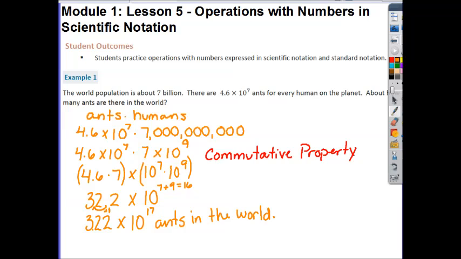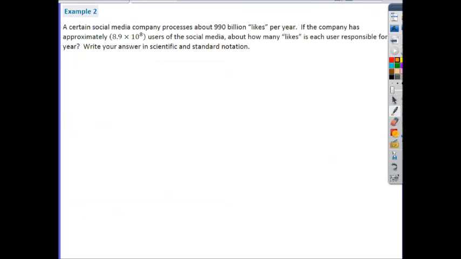Okay, let's take a look at example 2. A certain social media company processes about 990 billion likes per year. If the company has approximately 8.9 times 10 to the 8th users of social media, about how many likes is each user responsible for per year? Write your answer in scientific and standard notation.